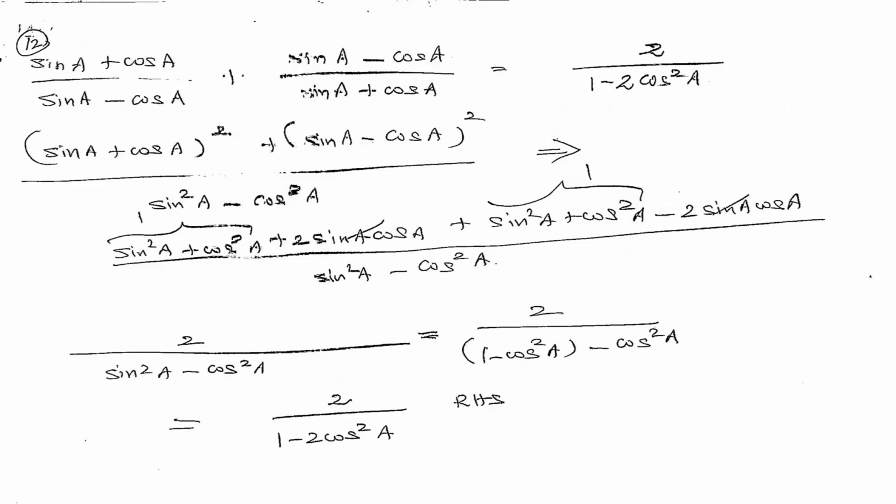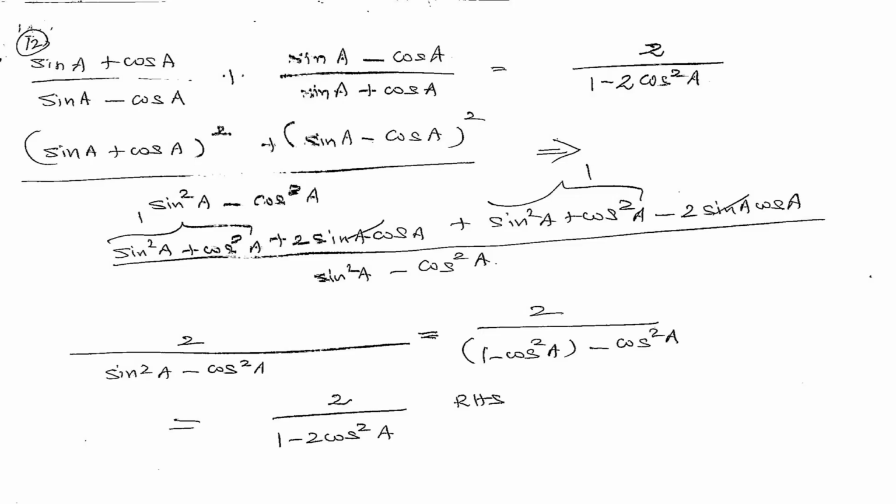And in the next slide, we get to sin A plus cos A by sin A minus cos A plus sin A minus cos A by sin A plus cos A should be proved as 2 by 1 minus 2 cos squared A. Taking LCM, we get sin A plus cos A whole squared plus sin A minus cos A whole squared by sin squared A minus cos squared A.